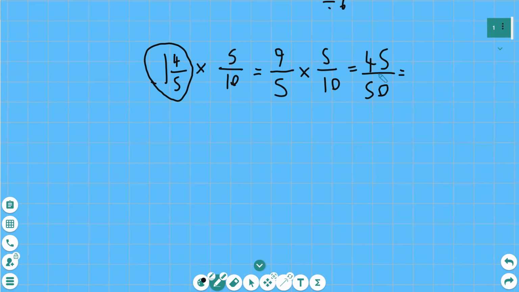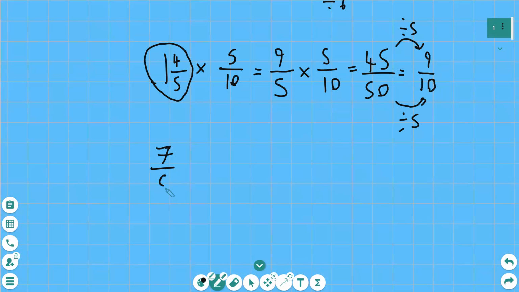Now, these are both in the 5 times table. So we can divide the top and the bottom by 5. 45 divided by 5 is 9. 50 divided by 5 is 10. The answer is 9/10. Lovely.